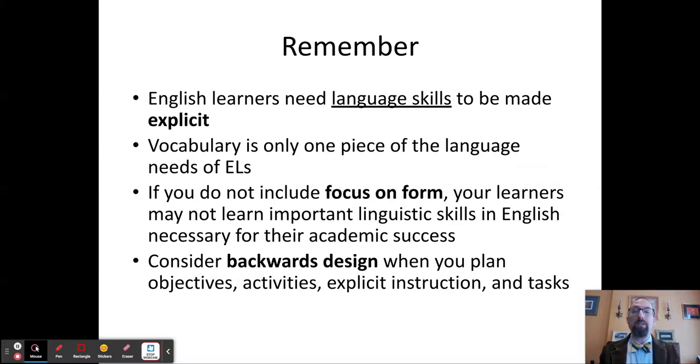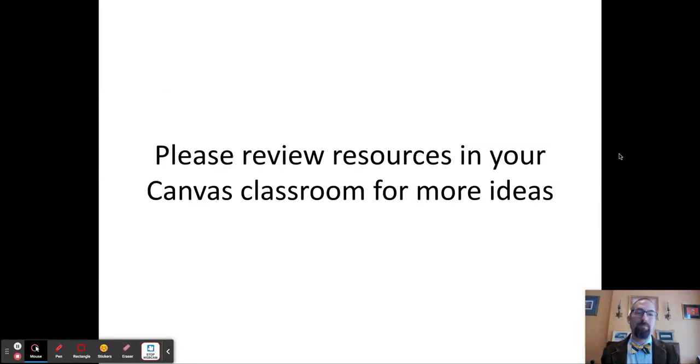So things to remember is that English learners need language skills to be made explicit. Vocabulary is only one piece of the language that English learners need. And if you do not include focus on form, your learners may not learn important linguistic skills in English that are necessary for their academic success. Then also consider backwards design when you plan your objectives, your activities, your explicit instructions, and various tasks. Then also review resources that are in your Canvas classroom for more ideas to help you out with language objectives and for annotations.